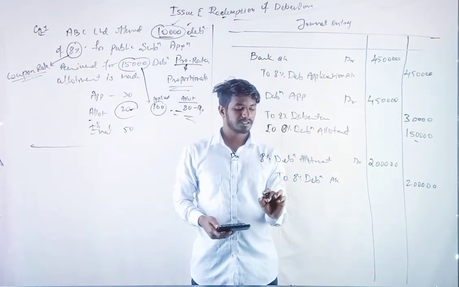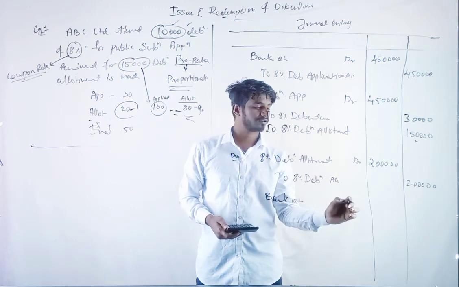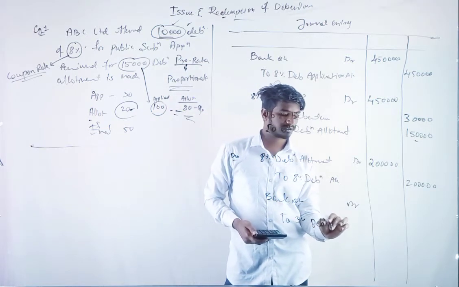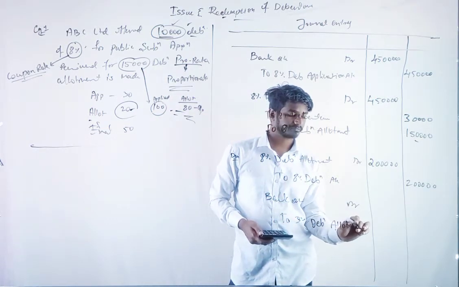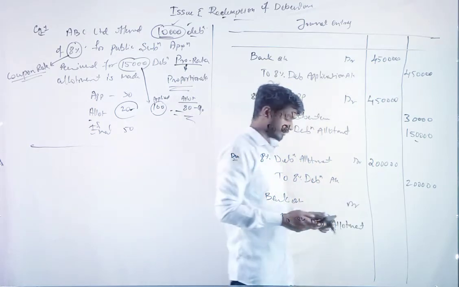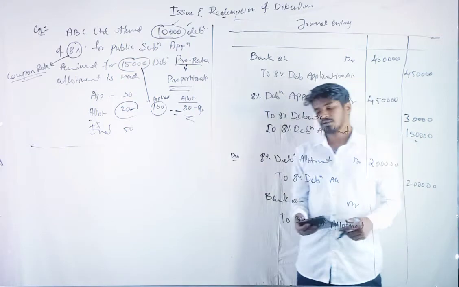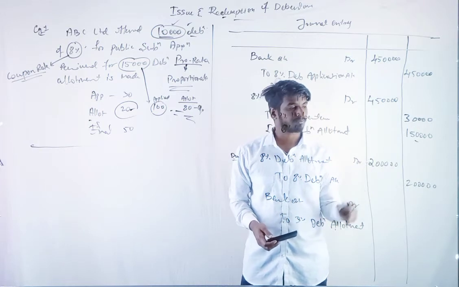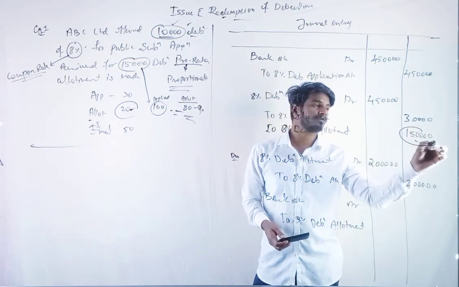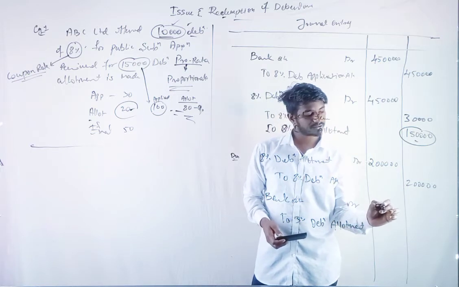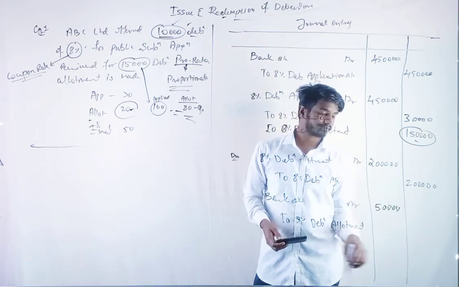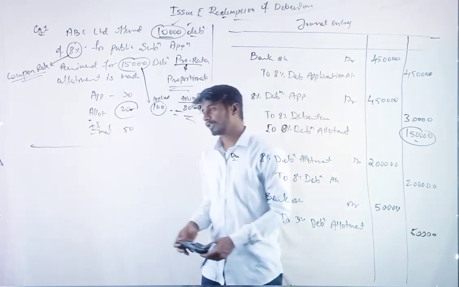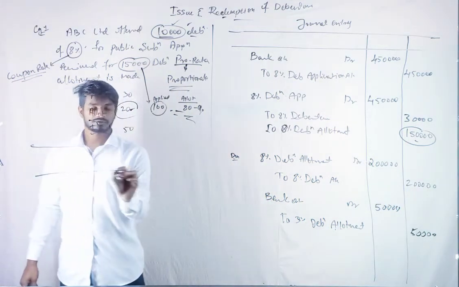When we receive it, we will receive in the bank account. Debit to 8% debenture allotment. How much we might have received? So how much we should receive? 2 lakh rupees we made it due. Out of that 2 lakh, we have received already 1 lakh 50,000. Remaining 50,000 we should receive. Right. Take it down, and final call, right?